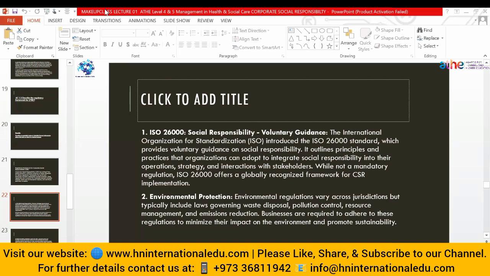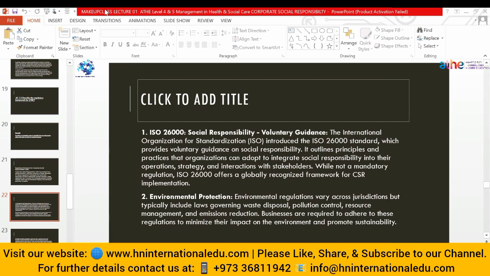Then the second one is environmental protection. Environmental regulations vary across jurisdictions, but typically include laws governing waste disposal, pollution control, resource management, and emission reduction. Now, these are all general things. If you relate it again to CSR, why are we imposing CSR? Because if we are not going to inculcate that in the organization, then nobody is going to be accountable for the waste disposal, for the pollution, for the resource management. Everything is going to be abrupt and disruptive.